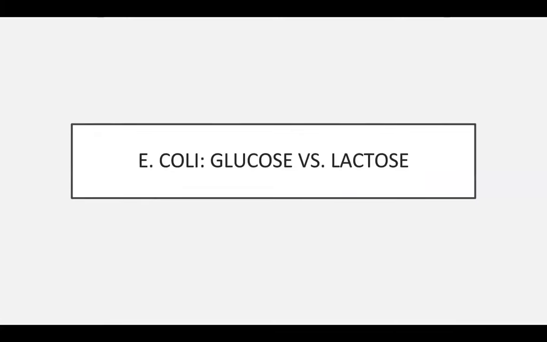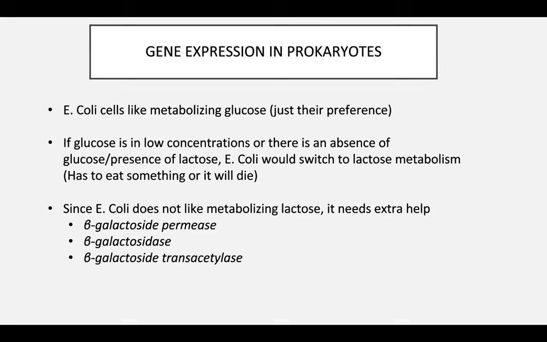So now we're going to talk about E. coli, glucose versus lactose. So typically E. coli cells like metabolizing glucose. But what happens if there is a low concentration of glucose or absence of glucose? In that case, E. coli would switch its metabolism to metabolize lactose. So obviously the cell has to eat something or else it'll die. Since E. coli doesn't like metabolizing lactose, it prefers to metabolize glucose, it needs extra help.